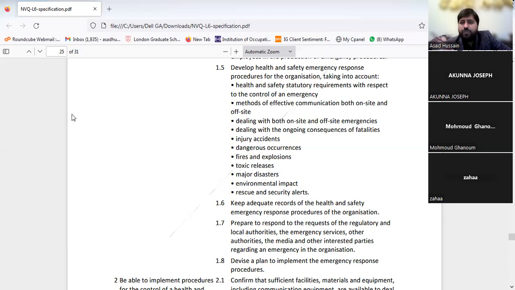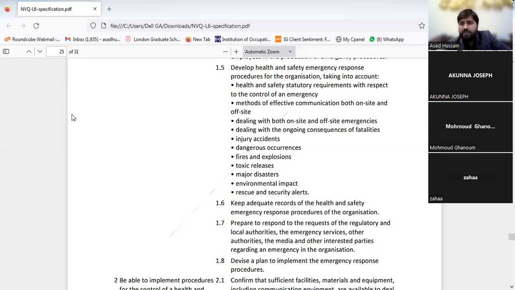You are bound to respond to the regulatory authority. And other than that, normally you have to respond to the media and other interested parties, just to inform or communicate with them. So how do you connect with them, and what procedures does your organization have for when to respond to the media, the regulatory authorities and the stakeholders? You should have clear emergency response procedures to communicate with them properly. So you have to explain here.